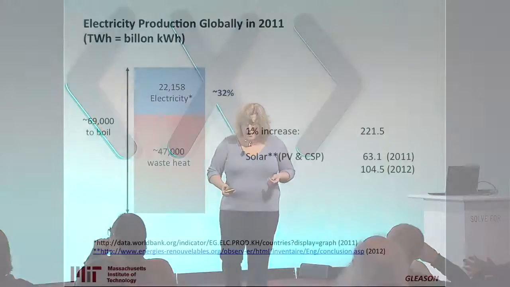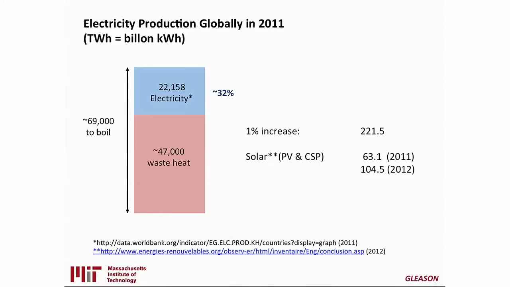In the year 2011, an astonishing 22,000 terawatt hours of electricity was produced, and the aggregate efficiency was only 32%. This is nowhere near the thermodynamic limit. If we could improve that efficiency just 1%, we could make more electricity than all the installed solar to date, and that includes both photovoltaics and concentrated solar power.